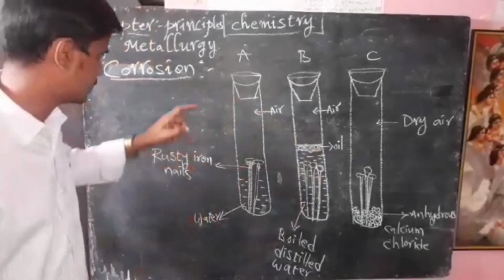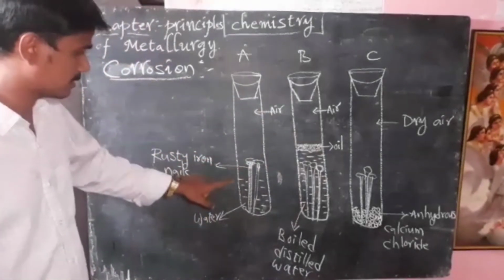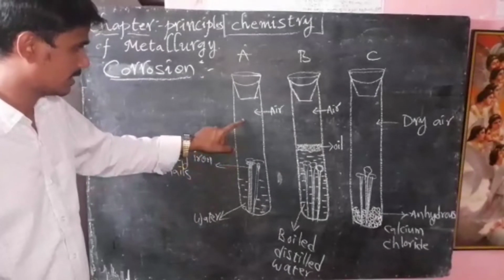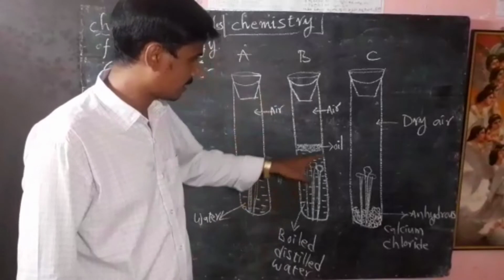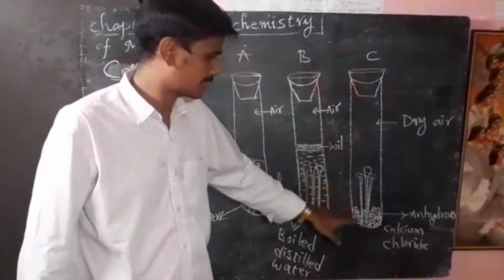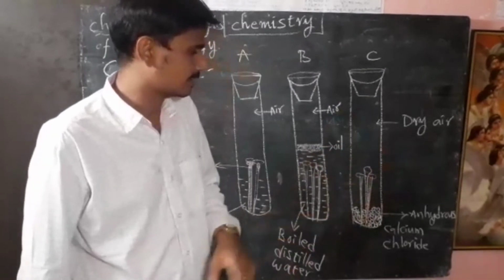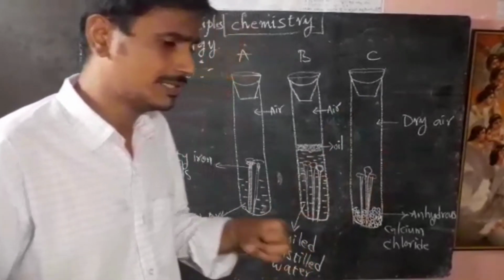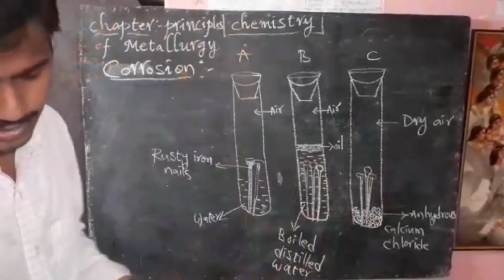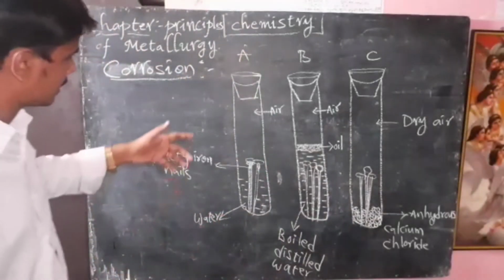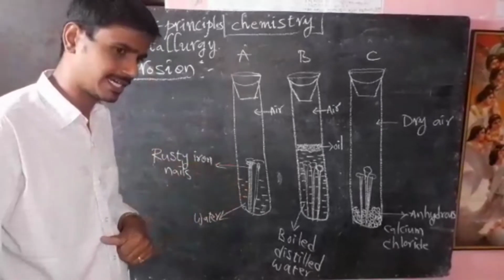So test tube A contains normal water as well as air. Test tube B contains boiled distilled water, oil and air. Test tube C contains anhydrous calcium chloride and dry air. If you leave these test tubes for a few days, then after a few days when you observe, the iron nails in the first test tube get rusted.